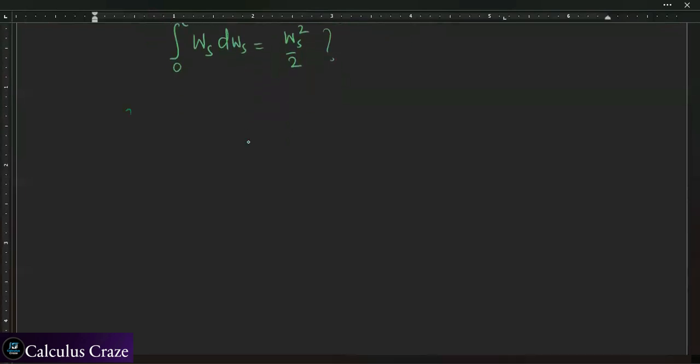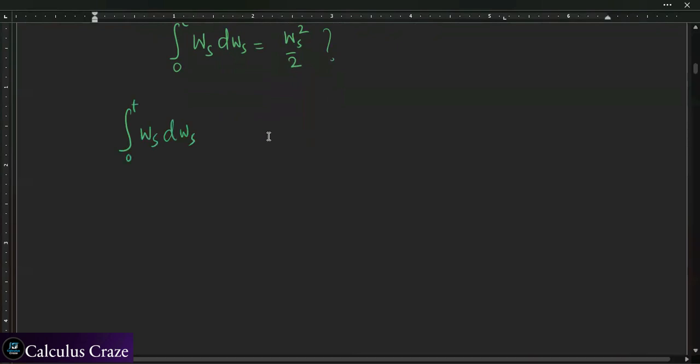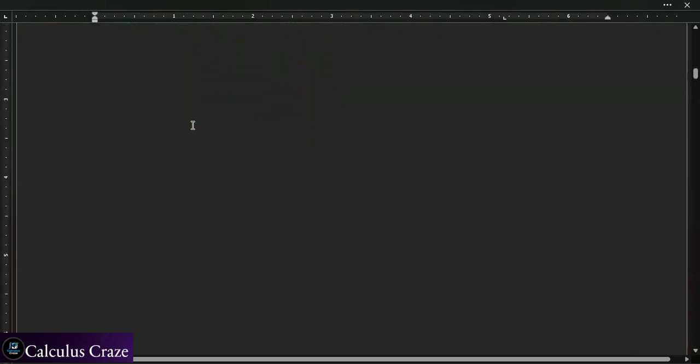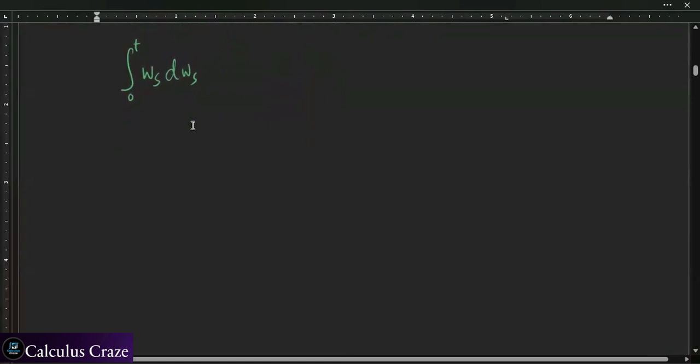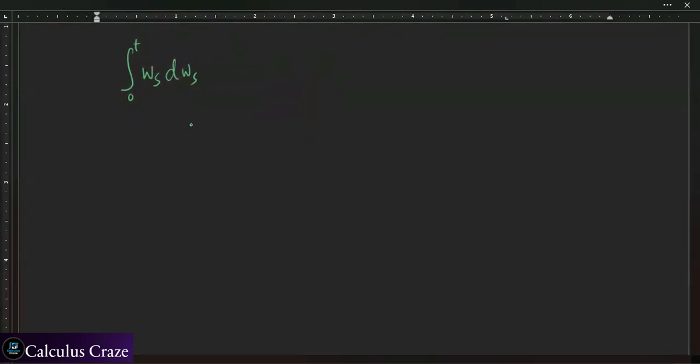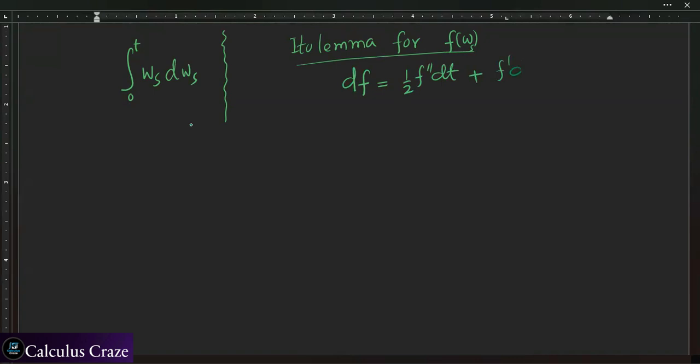So the next task of mine is going to be to calculate this crazy Ito integral. For this I will be doing some sort of reverse engineering. You recall the Ito lemma for a function where my function depends only on the Brownian motion, right? The Ito lemma for such a function looks like this: one half the second derivative dt plus the first derivative dW_t. So this is how the Ito lemma looks.